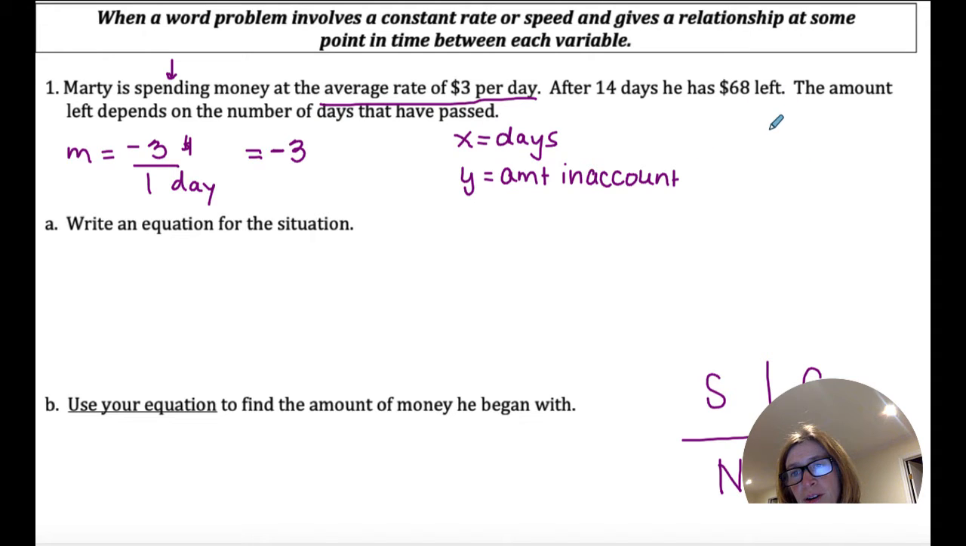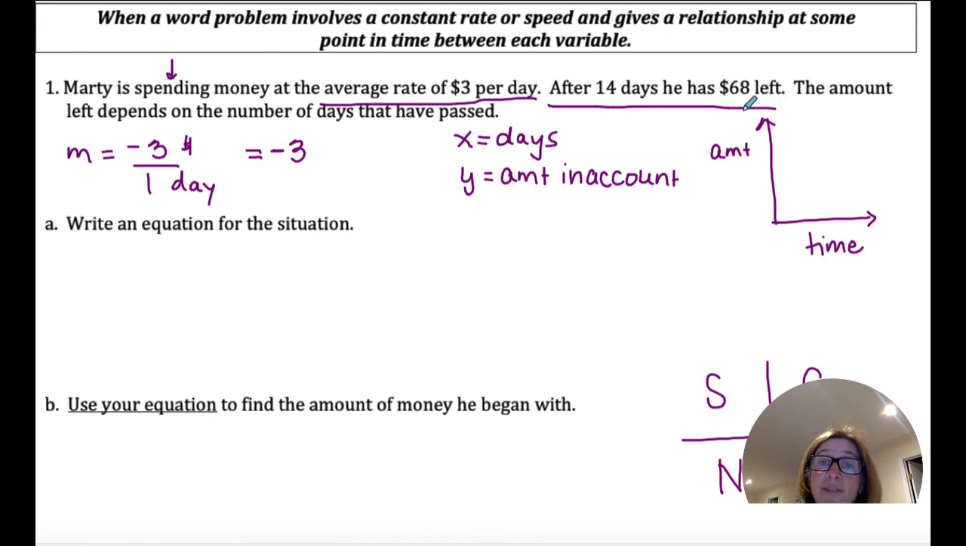I'm actually going to put it on a graph because I'd really like to see what's happening. So I have time and I have amount of money. And so we started at, actually we don't know what we started with, so let's see. I need some more information so I can fill in my graph. All right, so after 14 days he has $68 left. Well, if I know x is days and y is the amount in the account, I can turn that into the coordinate point (14, 68).